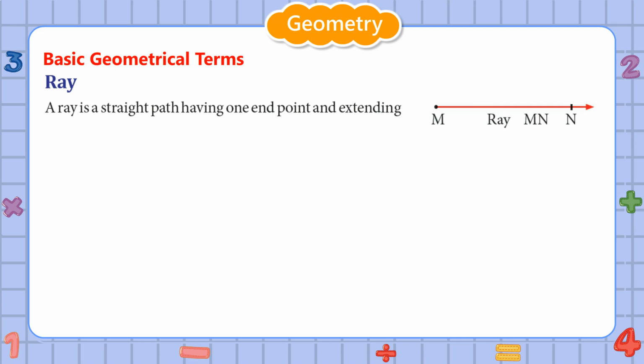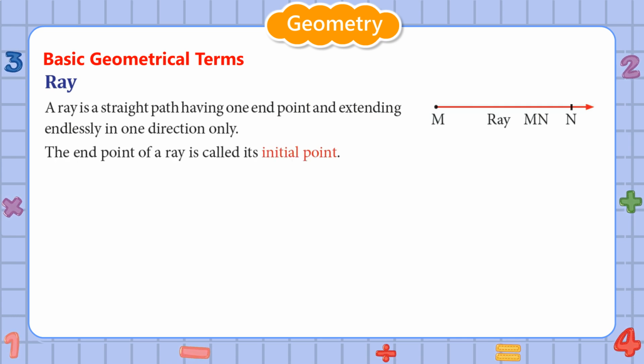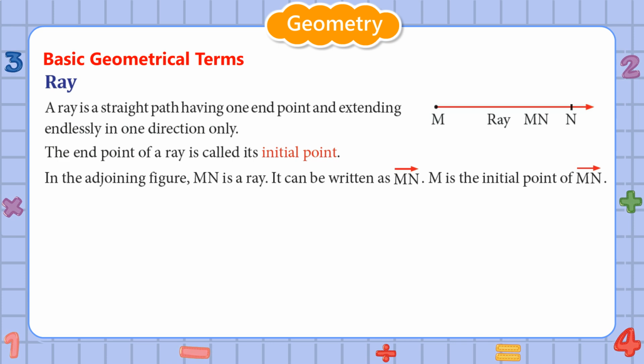Ray. A ray is a straight path having one endpoint and extending endlessly in one direction only. The endpoint of a ray is called its initial point. In the adjoining figure, MN is a ray. It can be written as MN with an arrowhead at one end. M is the initial point of ray MN.